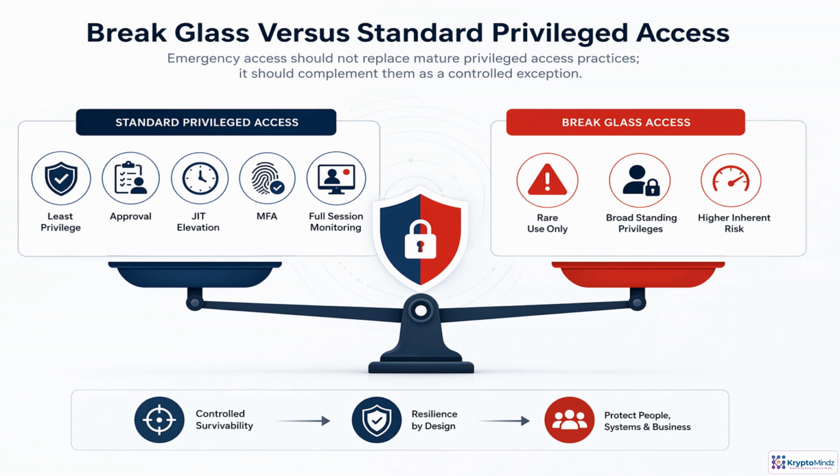Standard privileged access is the normal operating model: narrow, approved, time-bound, strongly authenticated, and fully monitored. Break glass access is different. It exists when those normal paths are unavailable or too slow for a high-impact incident. Because emergency accounts often carry broad standing privileges, they are inherently riskier. That is why they must be rare, visible, and reviewed after every use. The objective is controlled survivability, so teams can protect people, systems, and business operations when failure conditions appear.